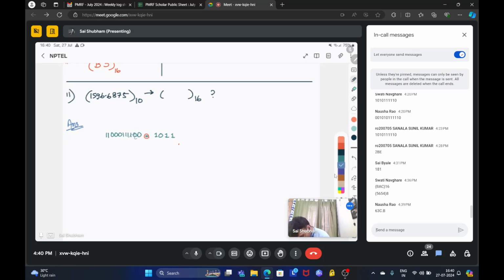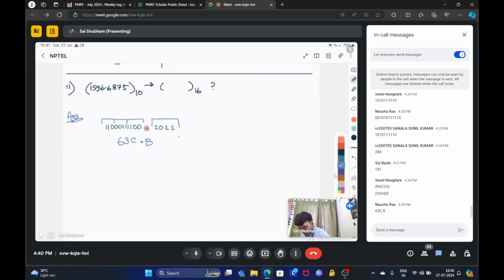So right now, so this is C, this is 3, and this is 6, 3C dot, and this one is, so this is the answer, okay.